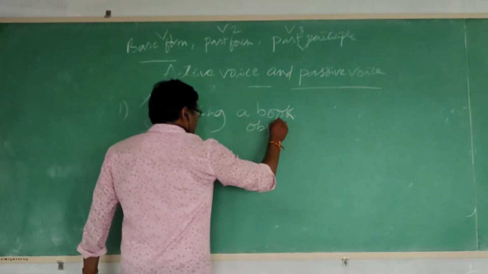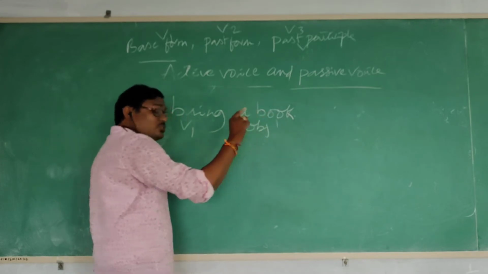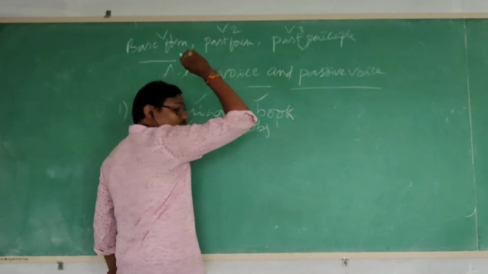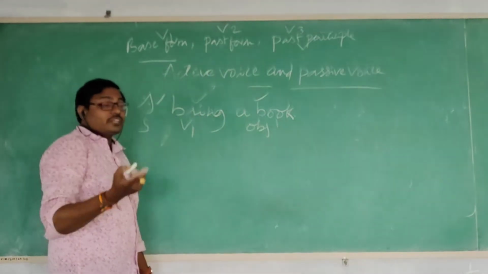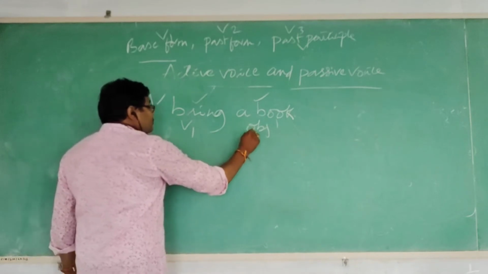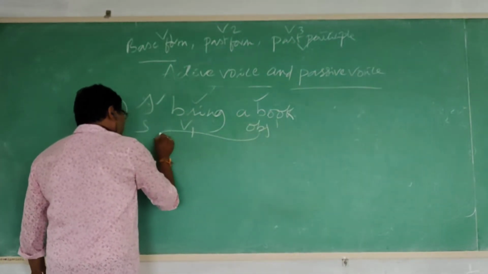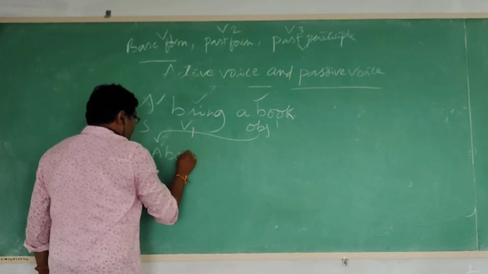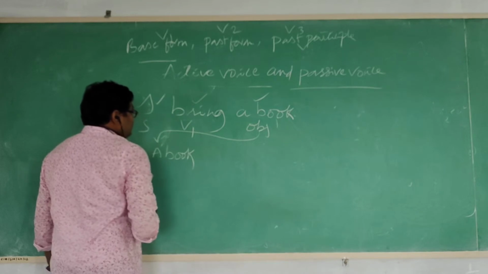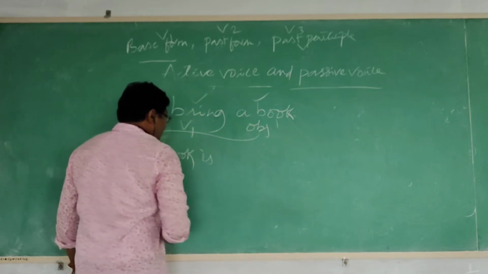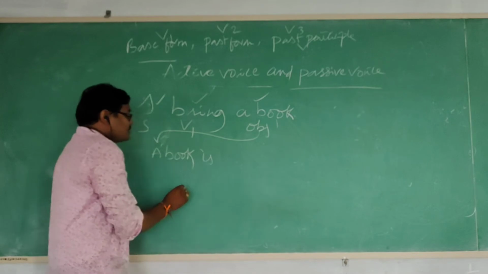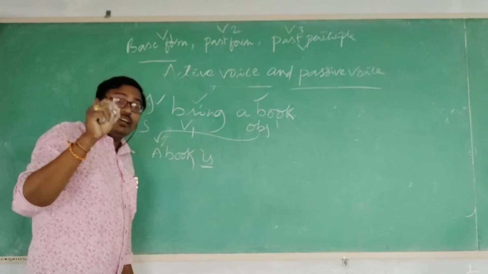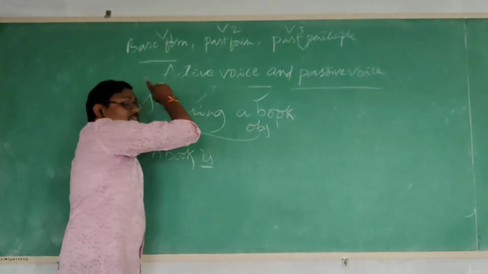Here, the first rule is that we have to identify subject, verb, and object. Next, what is the second rule? Second rule is that change the object of active voice to the subject of passive voice. A book. The third rule is that we have to use auxiliary verb according to its tense.